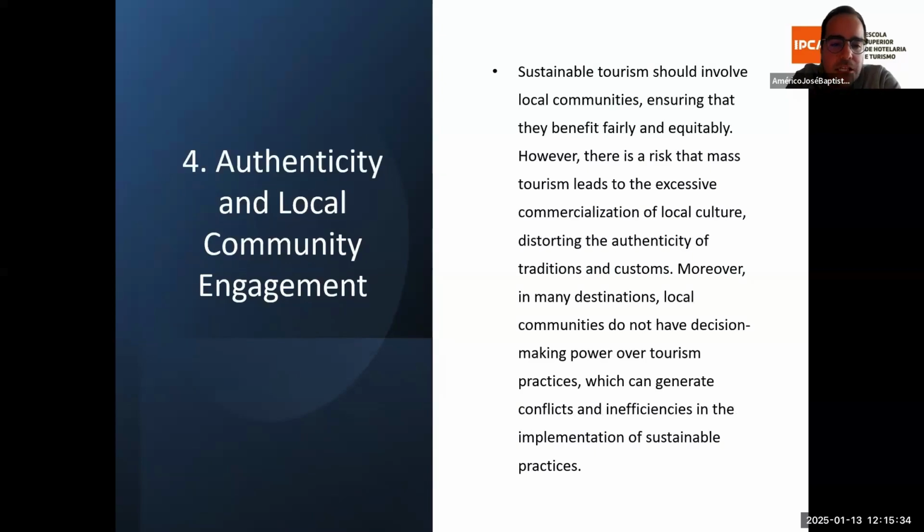The fourth is authenticity and local community engagement. Sustainable tourism should involve local communities, ensuring that they benefit fairly and with equitability. However, there is a risk that mass tourism leads to excessive commercialization of local culture, distorting the authenticity of traditions and customs.